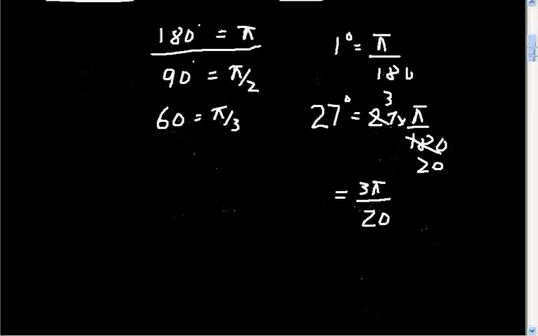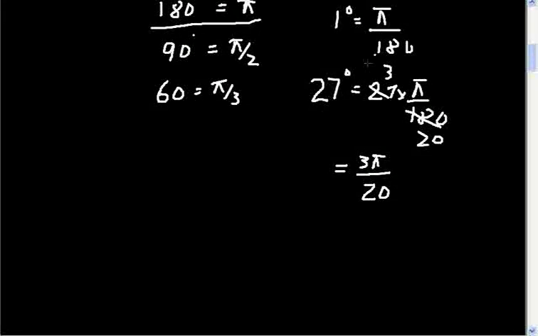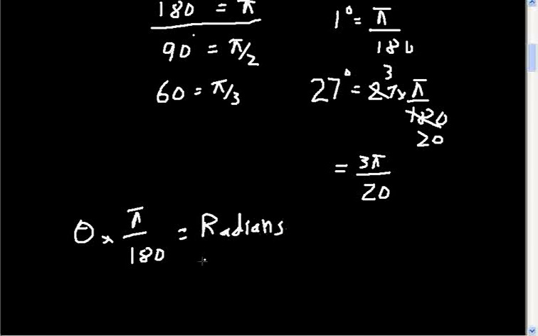So that's 27 degrees in radian measurement. Whenever you're given an angle in degrees and you're asked to work that out in radians, all you have to do is multiply that angle by pi divided by 180. So if the unknown angle is theta, theta times pi divided by 180 gives you the measurement in radians.